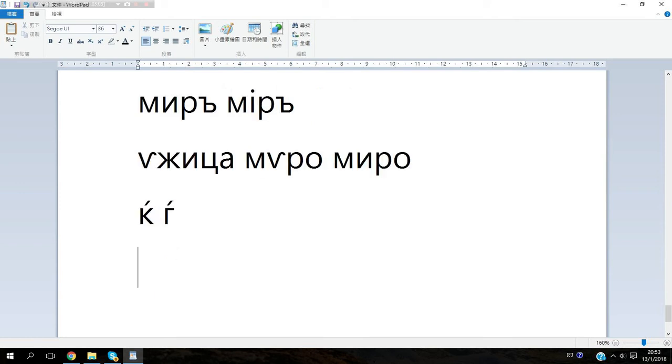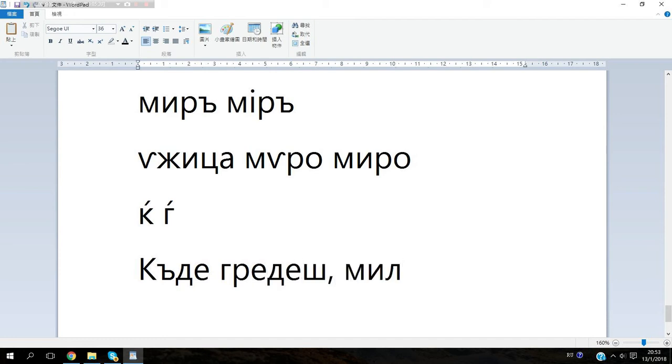If you know about that, you'll know that every single letter in Bulgarian also exists in Russian, so it's not a problem to type any words in Bulgarian. Like, for example, in this example sentence, Kde gredesh, milo chedo. As you can see, every single letter is also used in Russian.